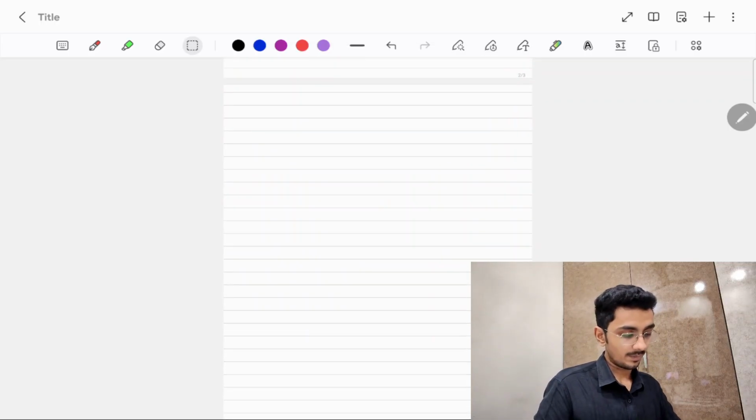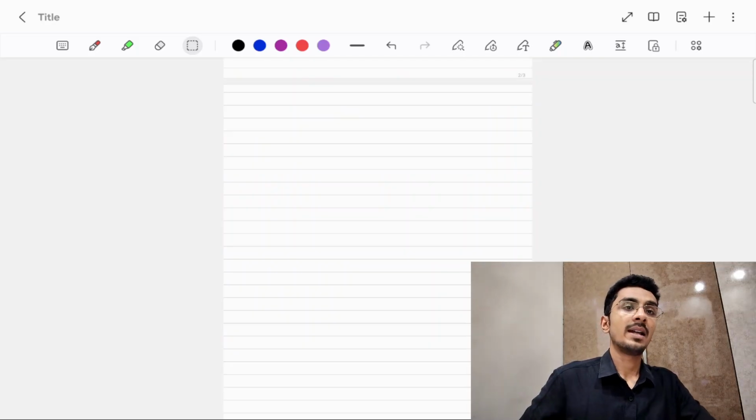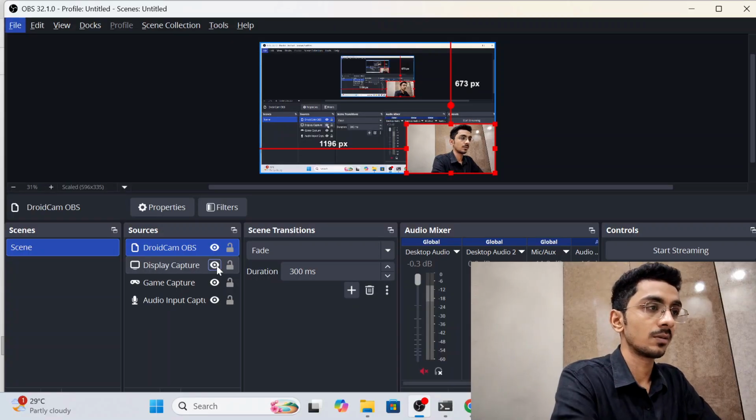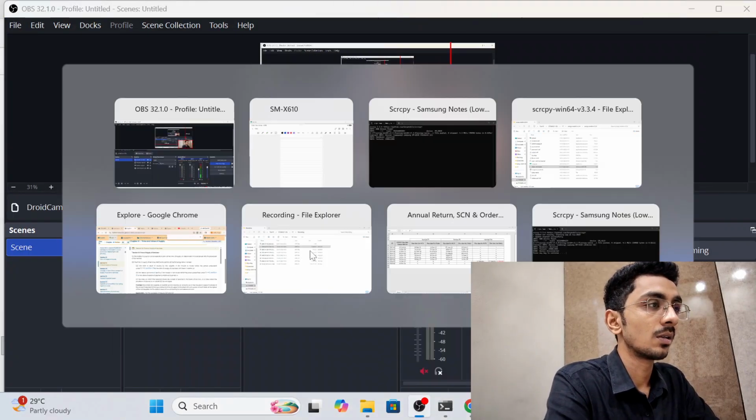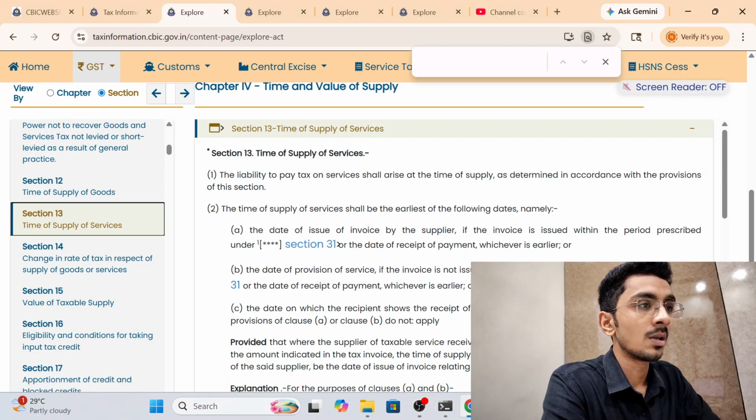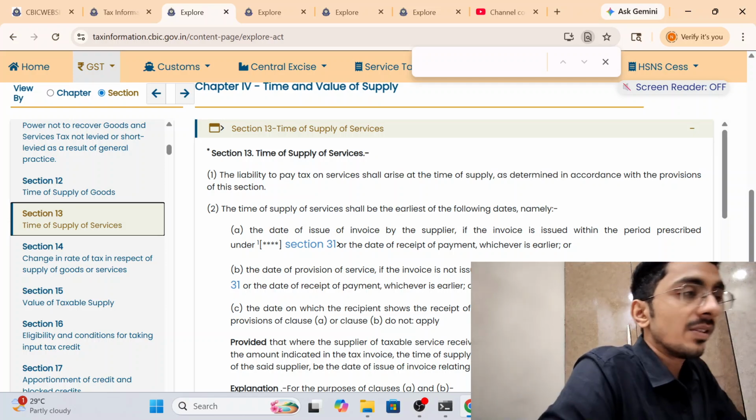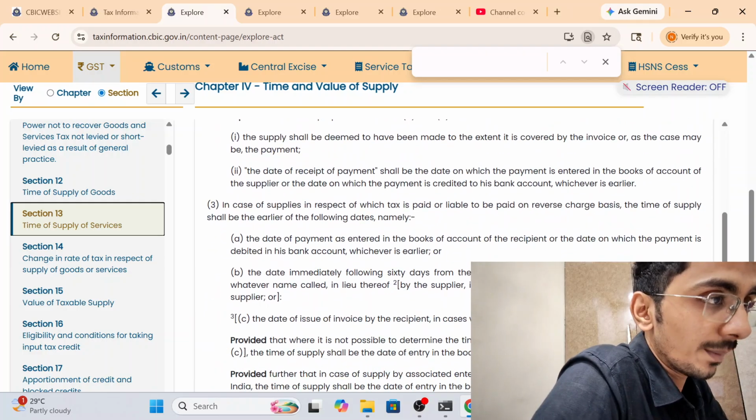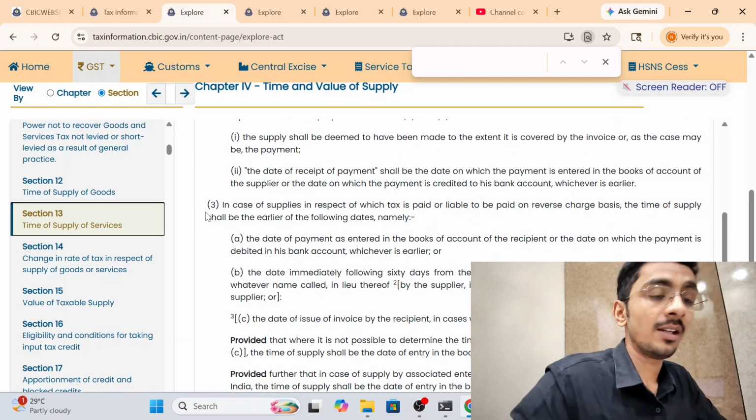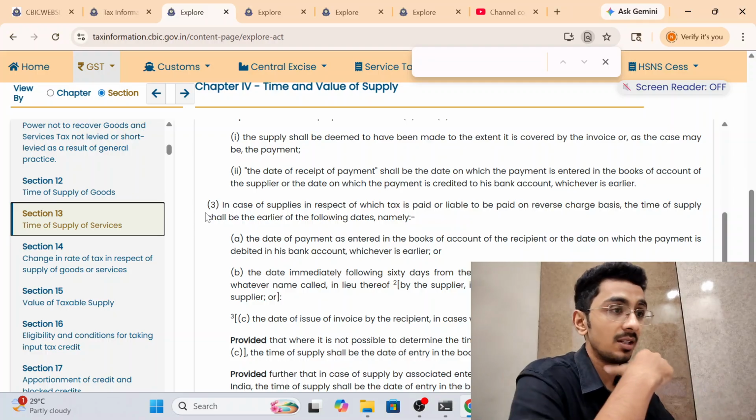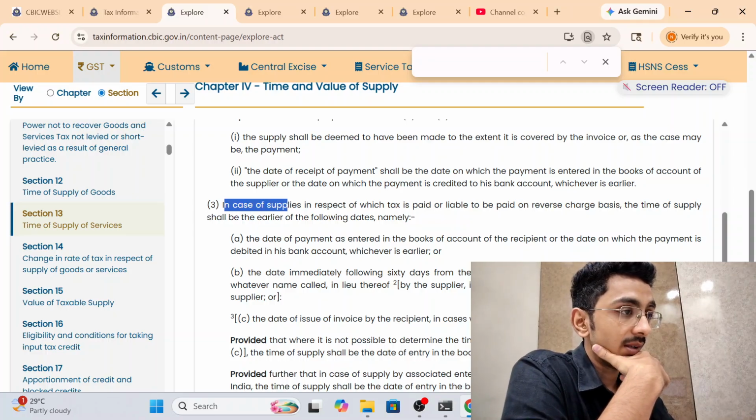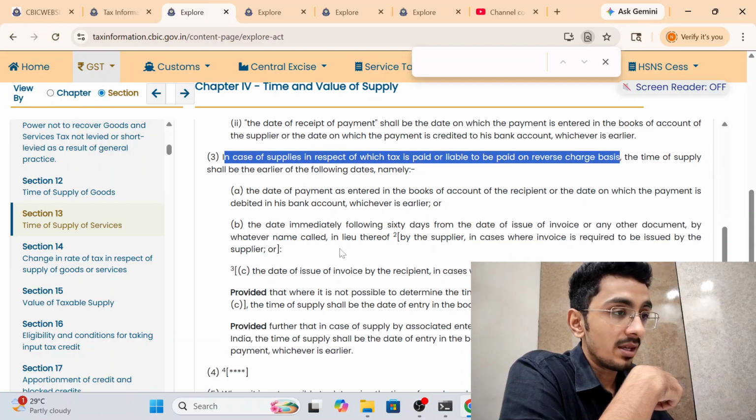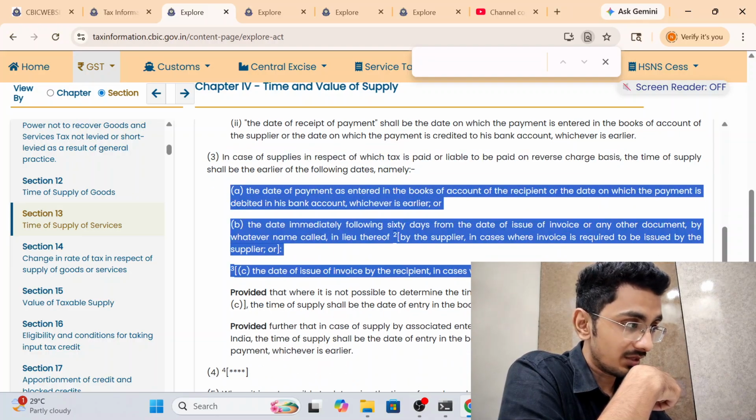Now, coming to the aspect related to provisions, for Section 13, let us run through Section 13. In Section 13, you have to come to subsection 3. Subsection 3 specifies that in cases where supplies in respect of which liability is to be paid on reverse charge mechanism, you will find all the three conditions.